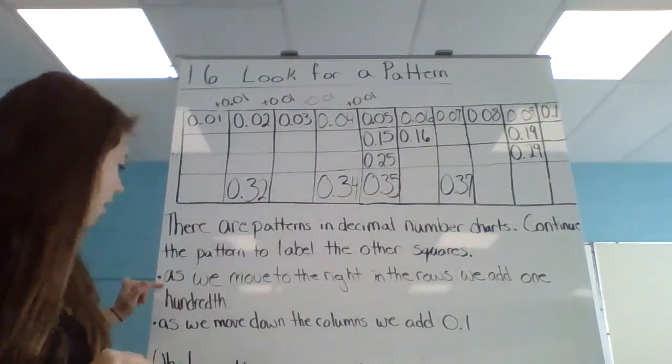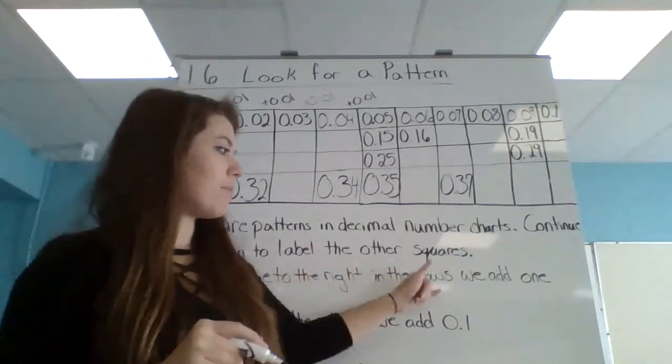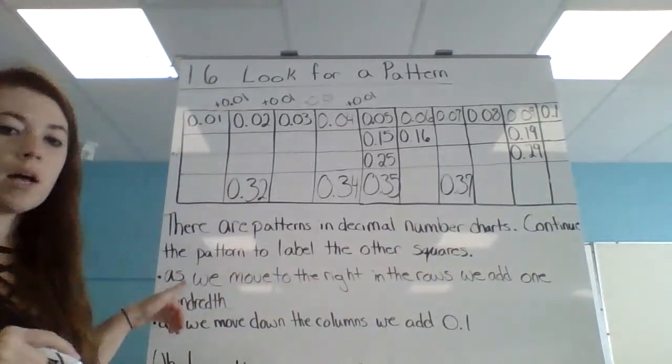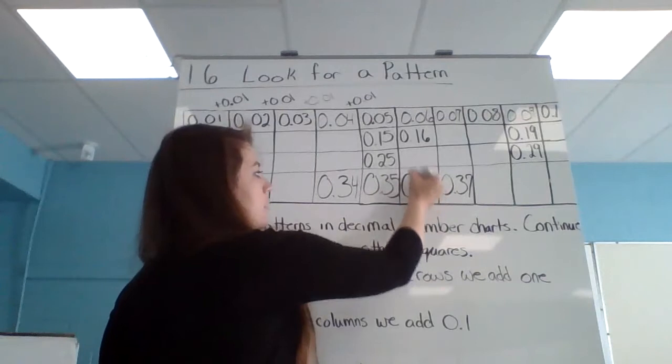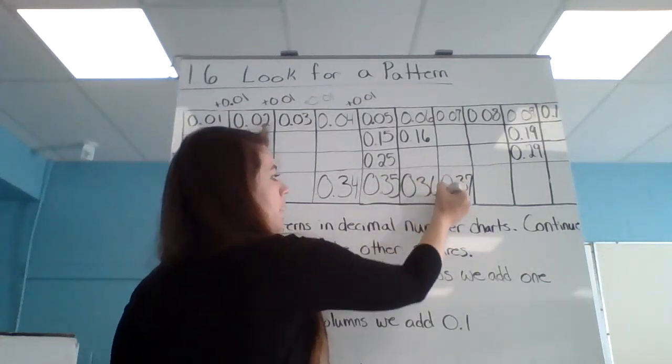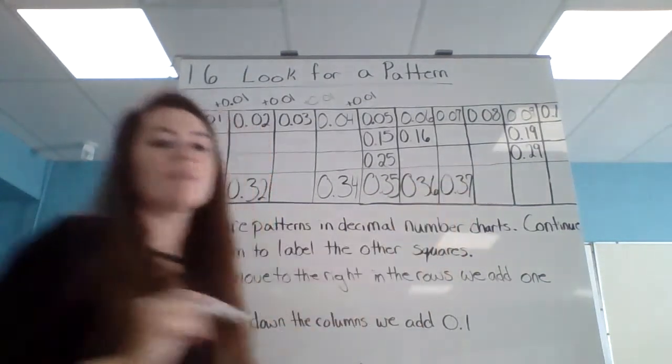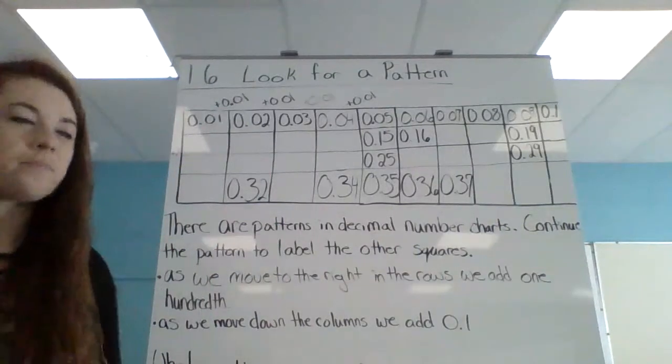And we said our pattern was, as we move to the right in the rows, we add 100th. So as we're moving to the right, that means this would be 36 hundredths, which works because then we get 37 hundredths.